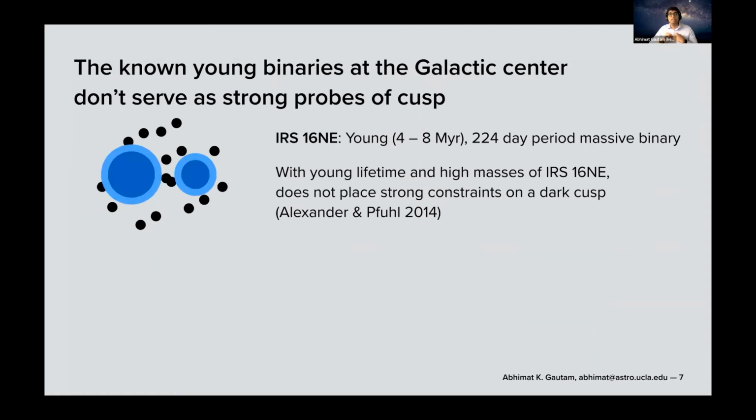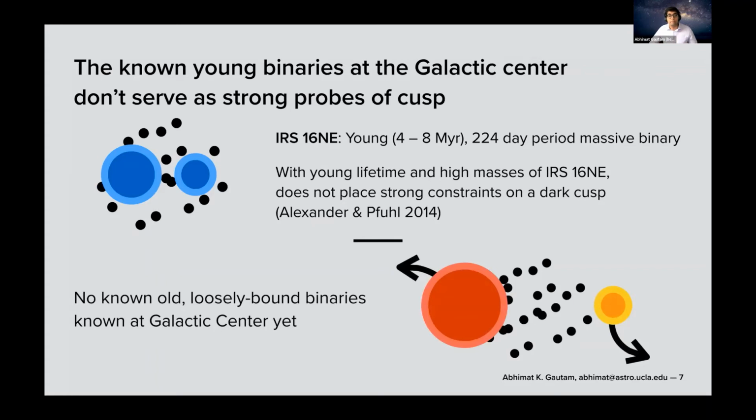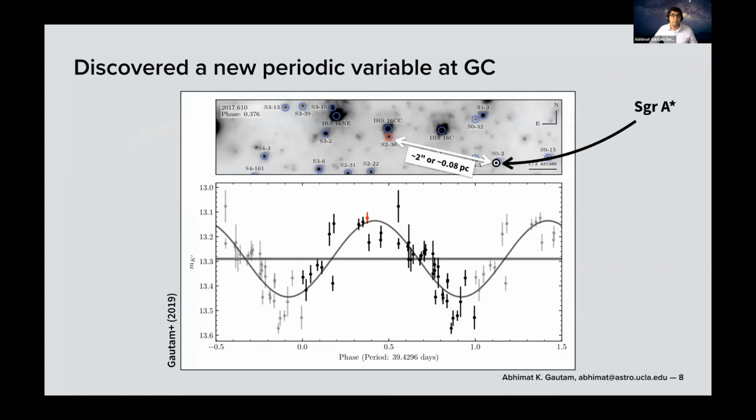This idea has been applied at the galactic center, but the binaries known so far there are young and massive binaries, and they don't give very strong constraints on the dark cusp. Instead, we can get much tighter constraints on the dark cusp from old loosely bound binaries, but none have been found so far. And this is where my work comes in.